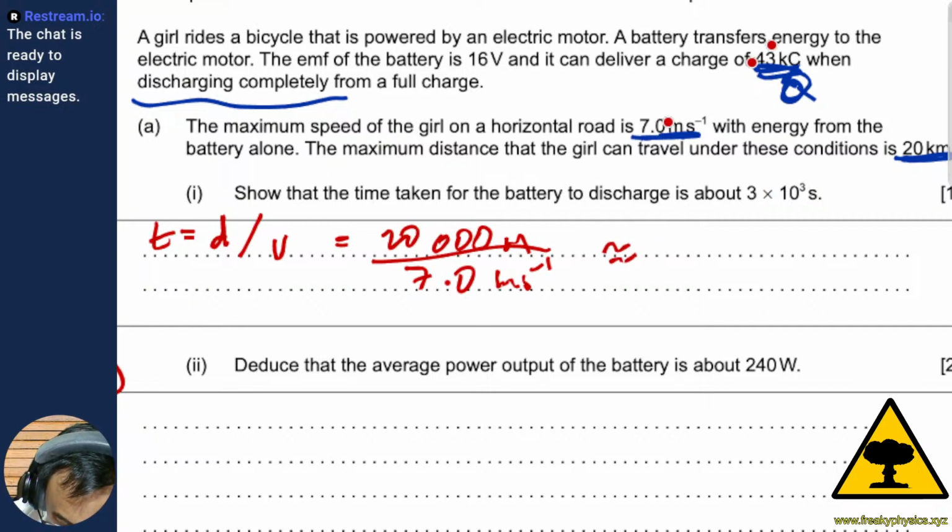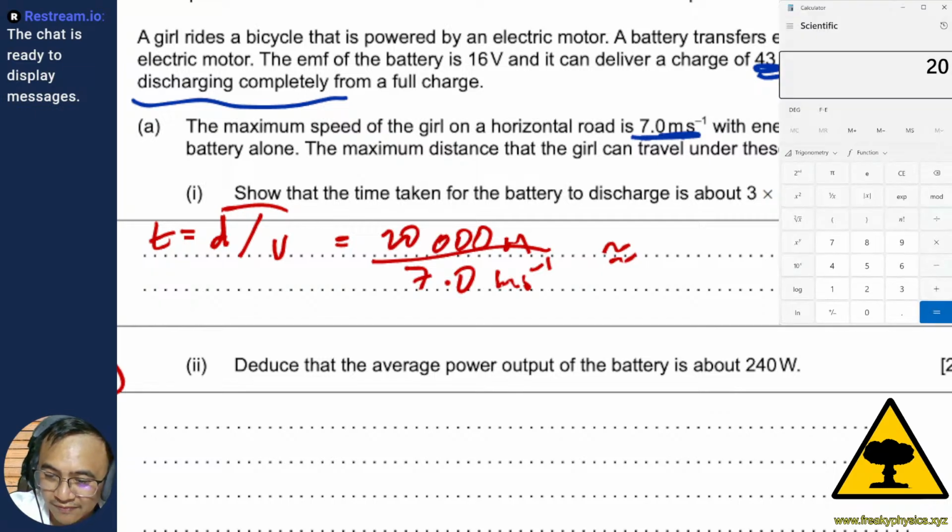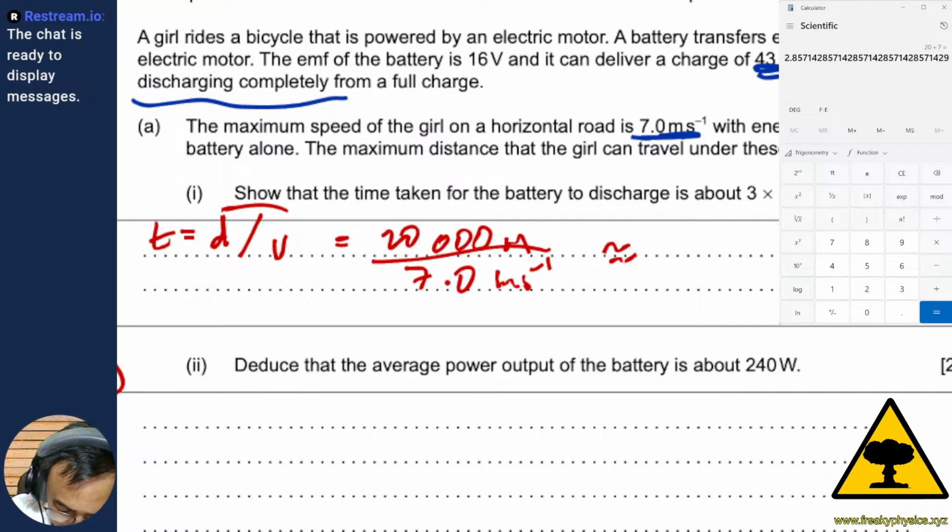Well, remember you need to give it to a certain number of decimal places. So 20,000 divided by 7 would be how much? Oh, that's going to be hard. Let's just put that in a calculator. 20 divided by 7 is 2.86 times 10 to the 3 seconds. Okay.